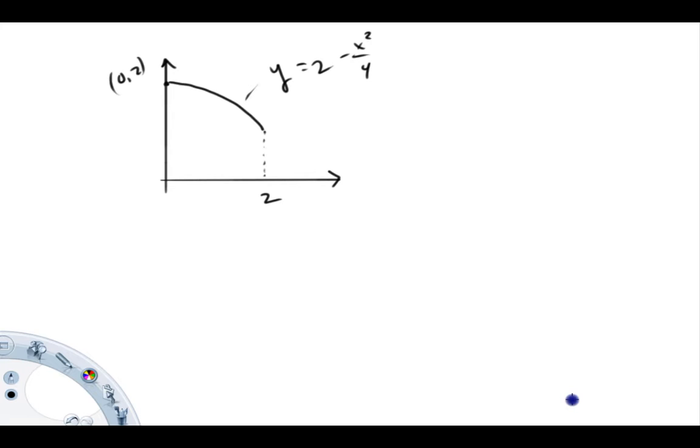The purpose of this video is to demonstrate how to use what's called the shell method to find, using integration, the volume of a solid of revolution. The example we're going to do is number 2 in section 6.2 in the current calculus text I'm using. We're going to look at the function defined by y equals 2 minus x squared over 4, out to x equals 2, and calculate the volume you get when we take this surface area and revolve it about the y-axis.